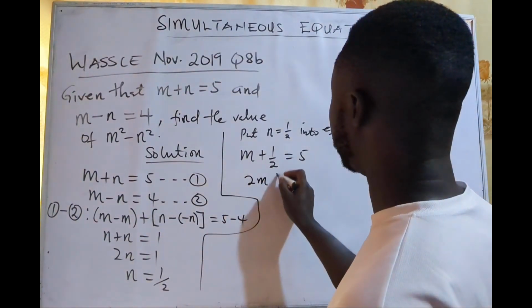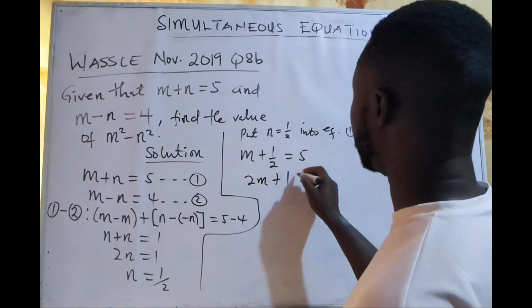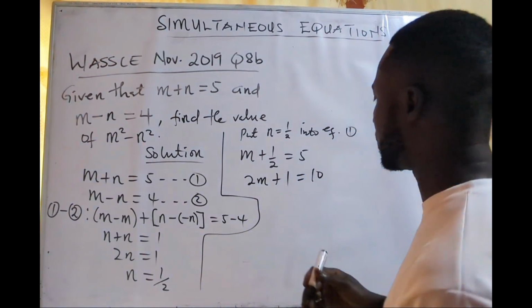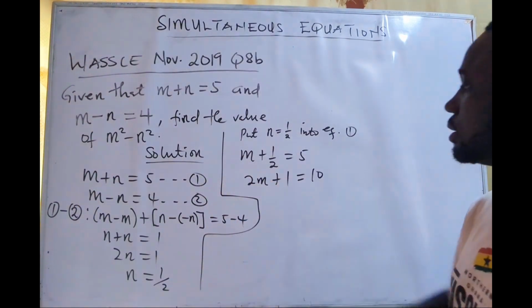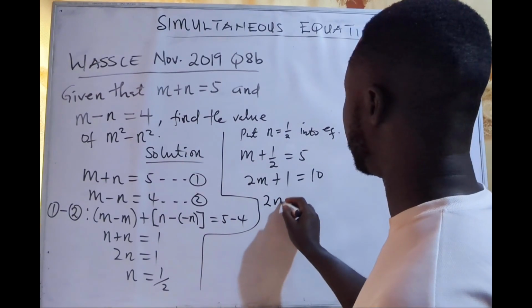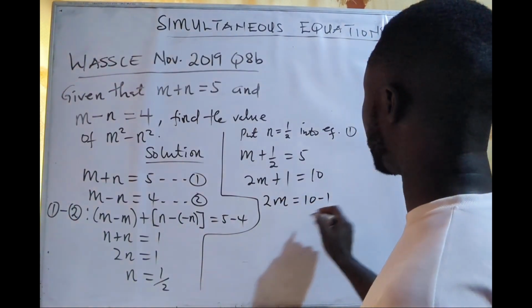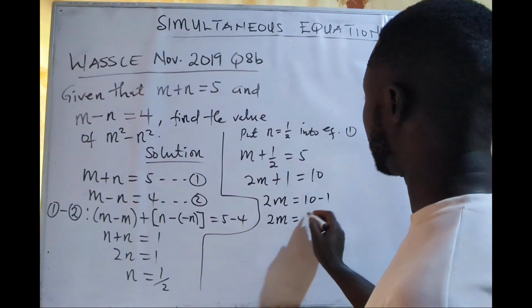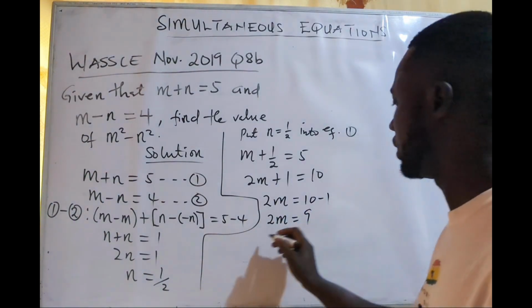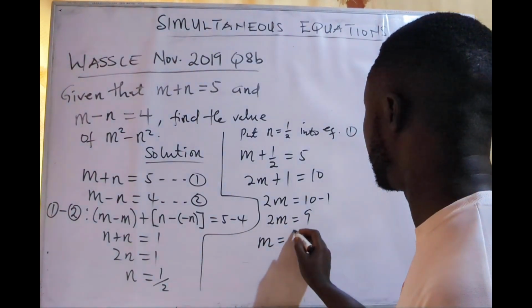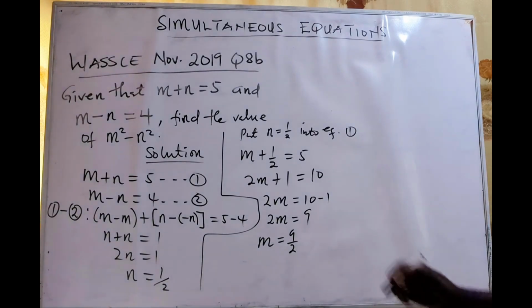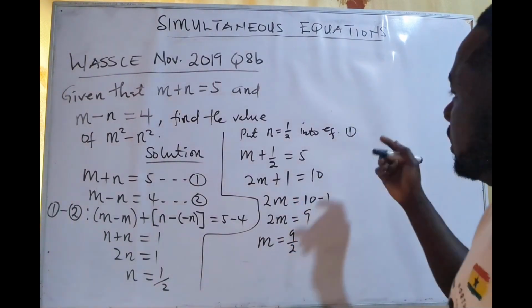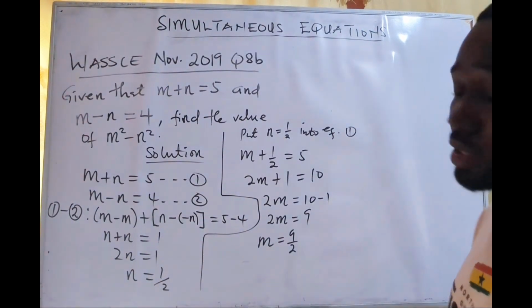I have 2m plus 2 times 1 over 2, where the 2 cancels itself, giving 1, and then 2 times 5 will give me 10. So I have 2m equal to 10 minus 1. And what is 10 minus 1? 9. And my m is going to be 9 on 2. So my n is 1 over 2, and my m is 9 on 2.